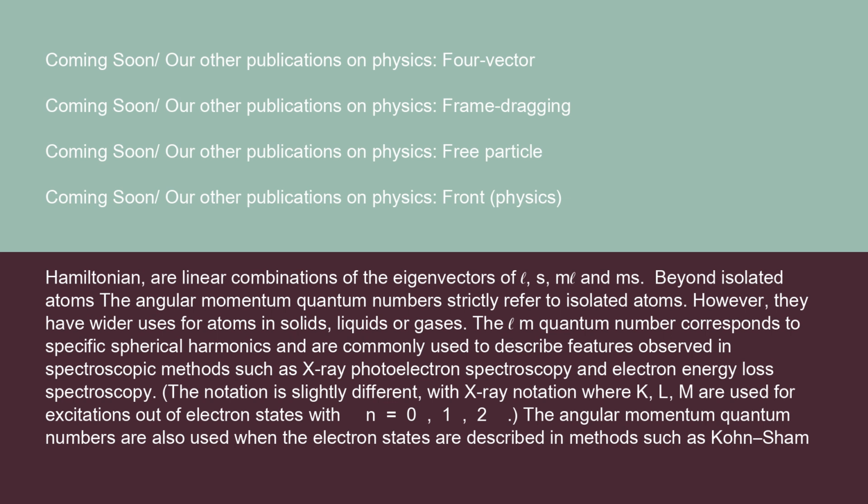Beyond isolated atoms, the angular momentum quantum numbers strictly refer to isolated atoms. However, they have wider uses for atoms in solids, liquids, or gases. The l quantum number corresponds to specific spherical harmonics and is commonly used to describe features observed in spectroscopic methods such as X-ray photoelectron spectroscopy and electron energy loss spectroscopy. The notation is slightly different, with X-ray notation where K, L, M are used for excitations out of electron states with n equals 1, 2, 3.